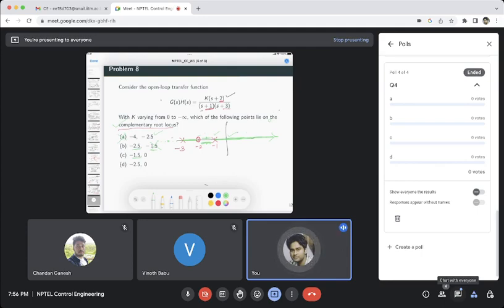Sorry, minus 1.5 is not there, right, between this, because the part is not there. Minus 2.5 is some point between this and 0, you see that 0 point, minus 2.5 is there, some point here. These are part of the root locus, so D is the correct answer, right? Is it clear?